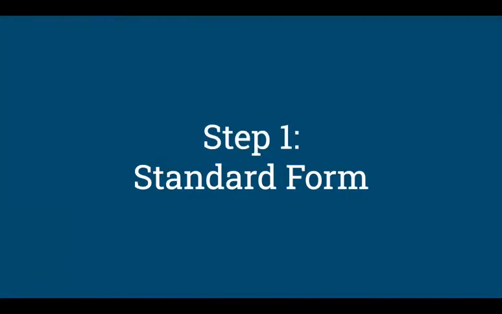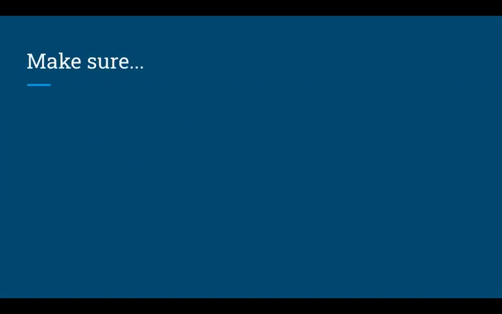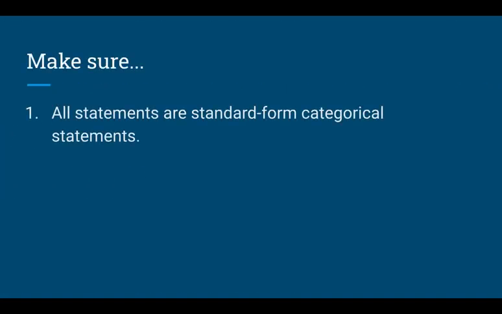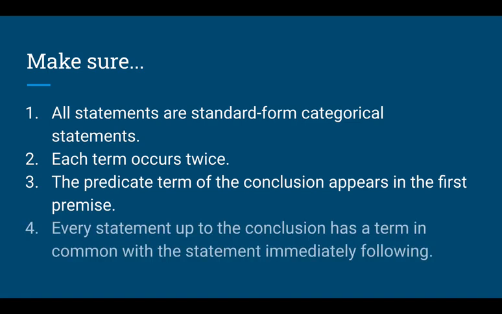Step 1, of course, always is placing the argument into standard form. This means multiple things in this context. Let's begin with these simple steps. Make sure all statements are standard form categorical statements. Make sure each term occurs twice. Make sure the predicate term of the conclusion appears in the first premise. And make sure every statement up to the conclusion has a term in common with the statement immediately following it.